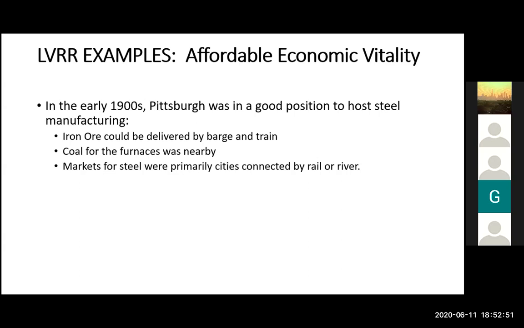Our next example is about affordable economic vitality. Now, a lot of us are familiar with places like Seattle, Silicon Valley, New York, Boston, Washington, D.C., places where the economy is booming. And one of the things that we note about these areas is that housing is very, very expensive. And even though people are making decent wages, for example, in Silicon Valley, a household making a six-figure income has a difficult time finding decent and affordable housing.